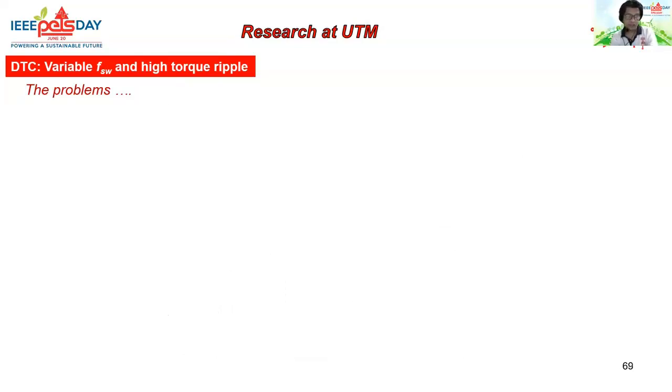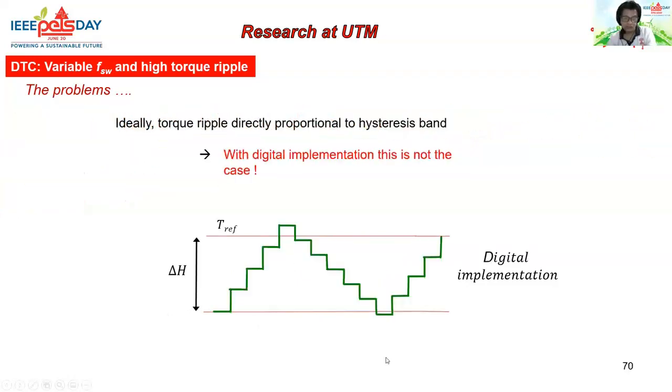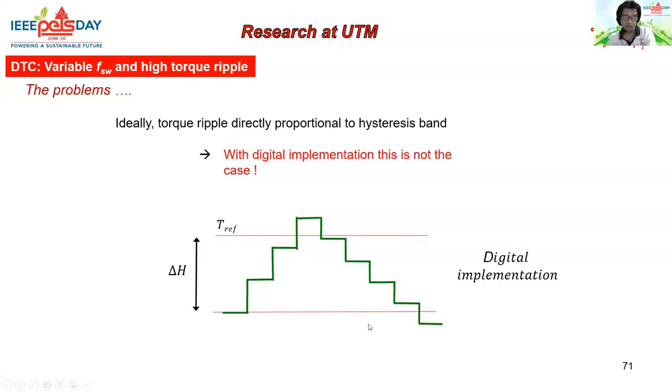Now, there's another problem with the DTC implemented using the hysteresis comparator. In an ideal implementation you will have the torque confined within the hysteresis band. But when you implement that digitally, the torque can go beyond that. For example, if you do a sampling somewhere here, and then the next sampling happens here, the torque has already passed beyond the torque reference. And this gets worse if the sampling period is larger. So, two problems: variable switching frequency and higher torque ripple.